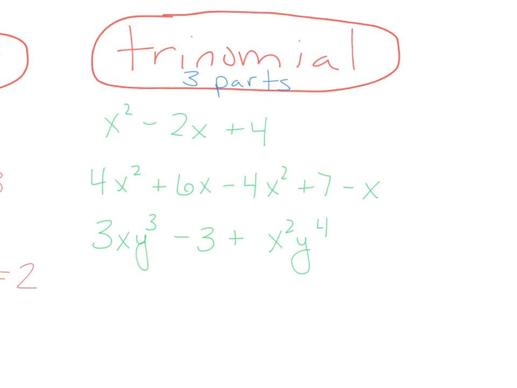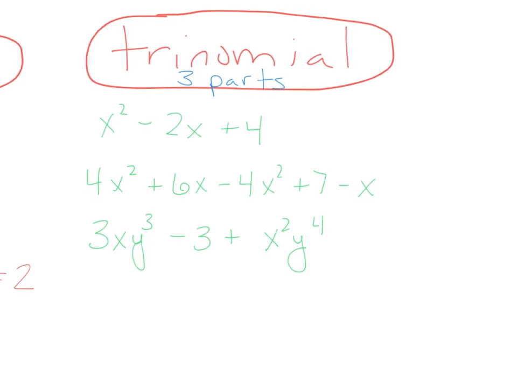All right, and then we have a trinomial, three-parter, okay? So again, my degree here is 2. My degree here is 1. There is technically no degree there because there's no variable. So what's your biggest number? Your biggest number is a 2, so you have a degree of 2. Again, it's a trinomial because it has 1, 2, 3 parts.